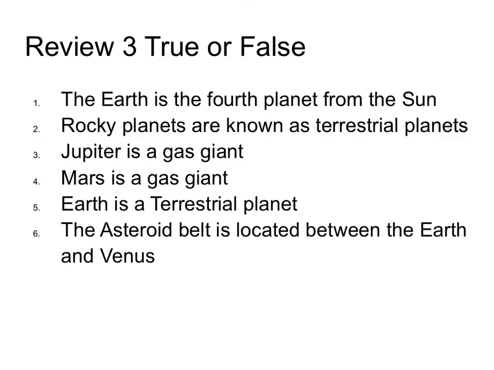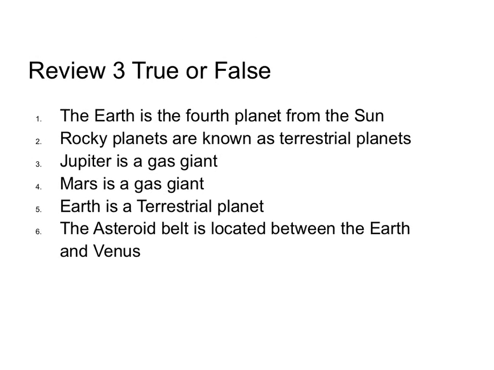Okay, and then lastly, before we finish, then true or false. What I want you to do is to read the statements and decide whether they are true or false. I've got: The Earth is the fourth planet from the Sun. Rocky planets are known as terrestrial planets. Jupiter is a gas giant. Mars is a gas giant. Earth is a terrestrial planet. And the asteroid belt is located between Earth and Venus. So press pause and give them a go.